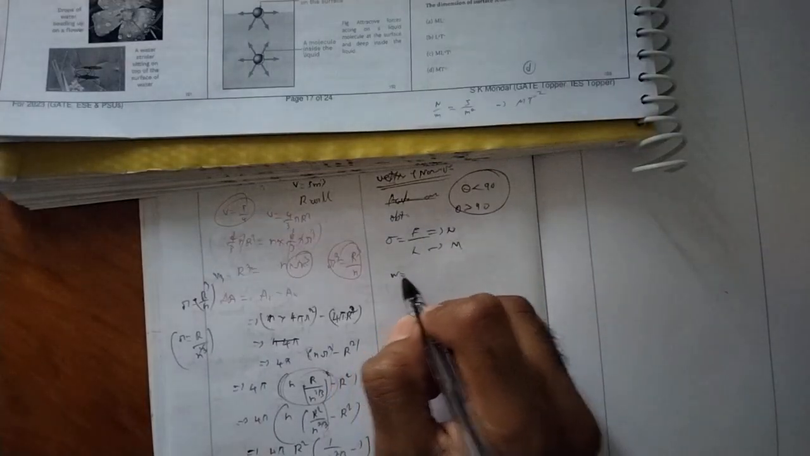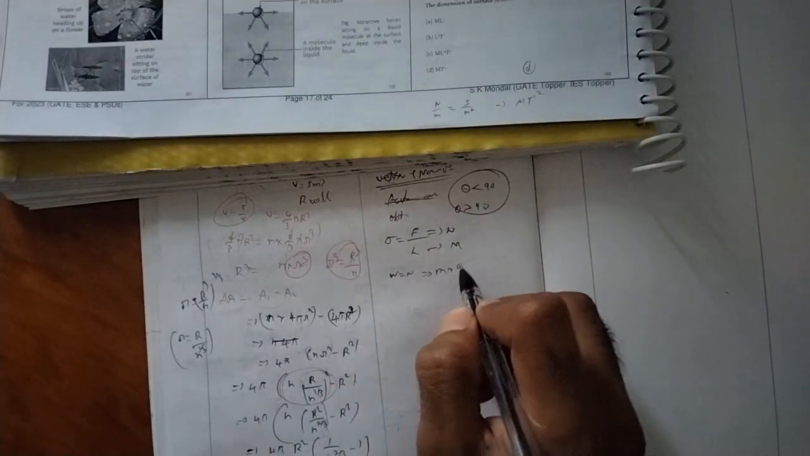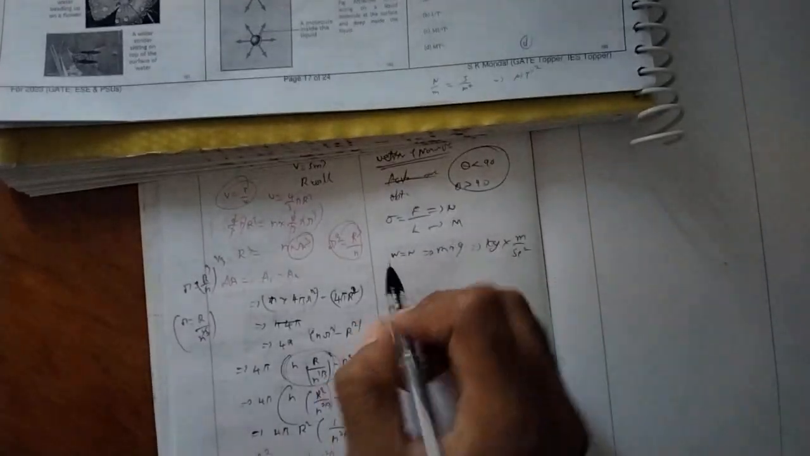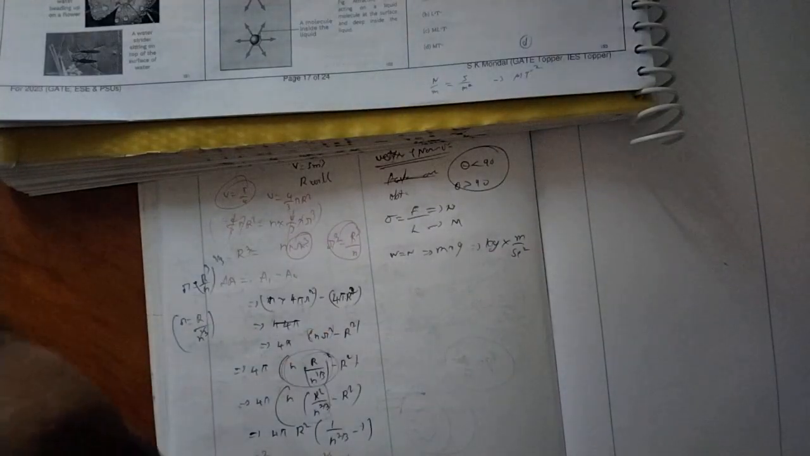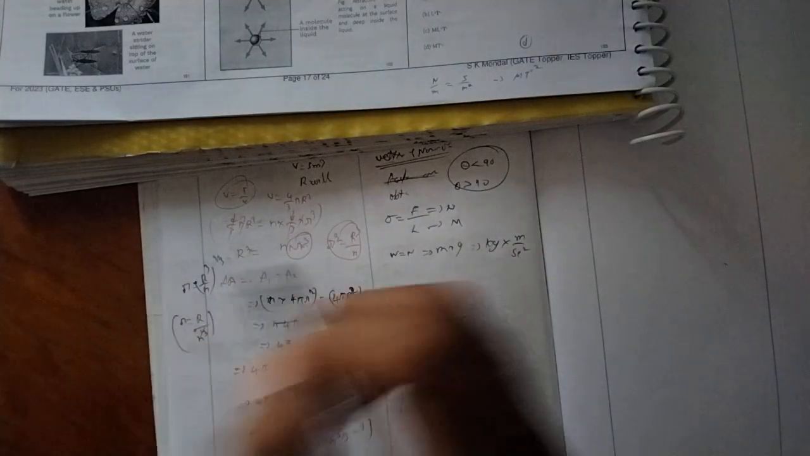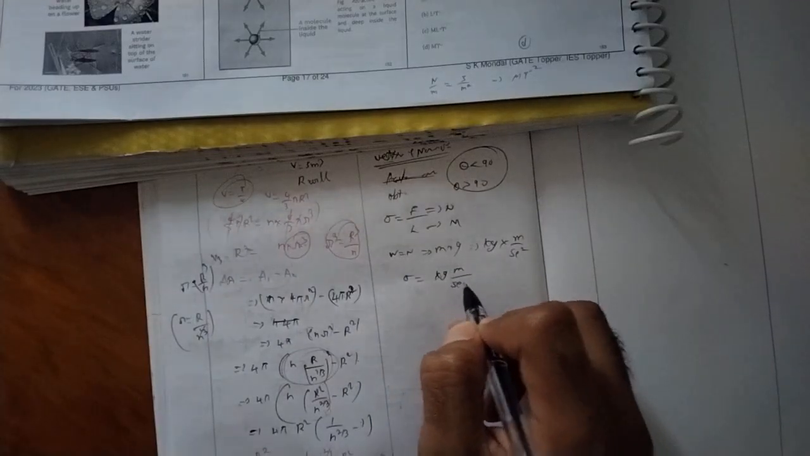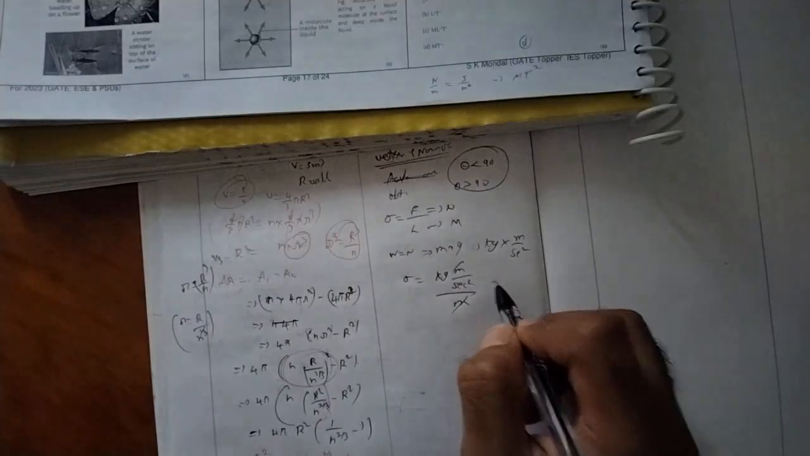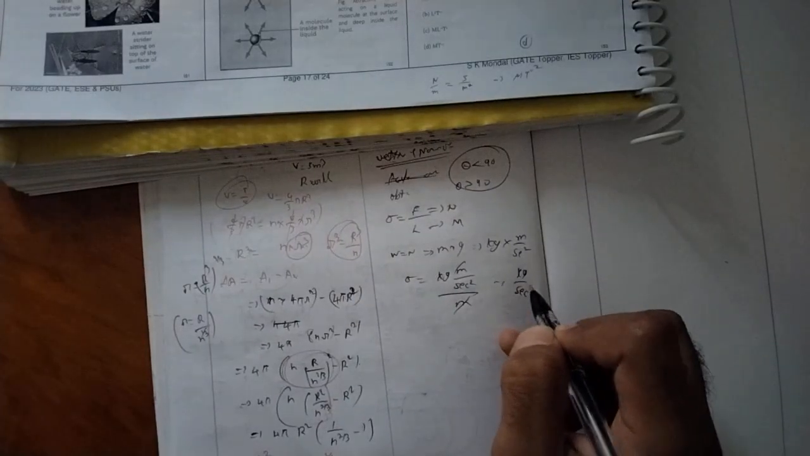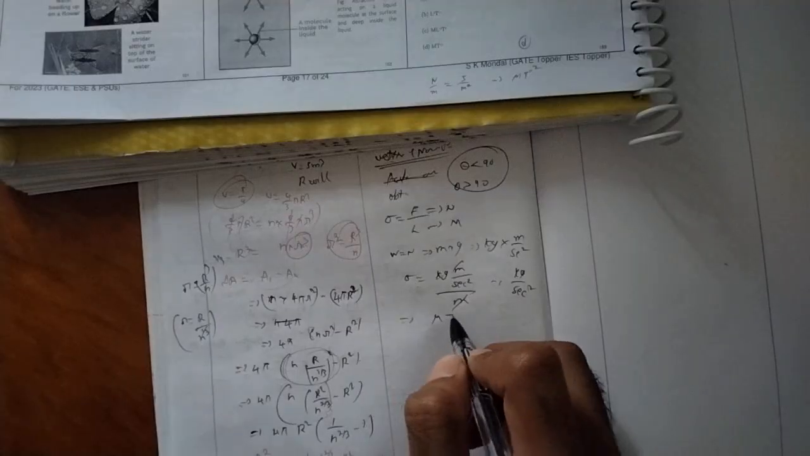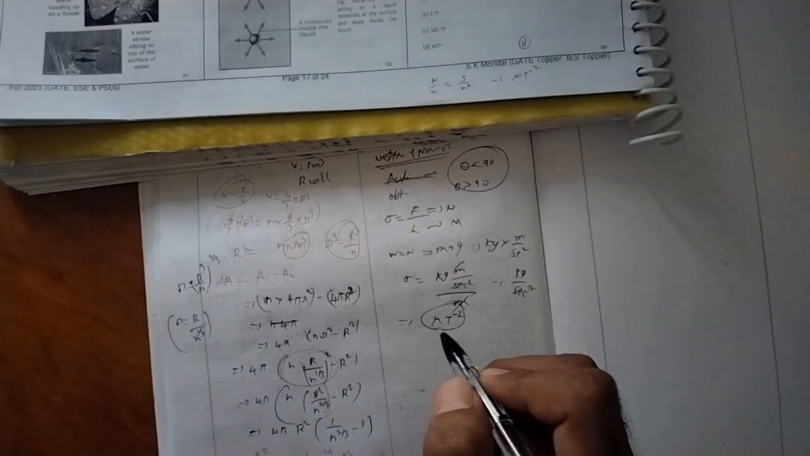For Newton: weight equals mass times gravity, so kg into meter per second square. So surface tension equals kg meter divided by second square, divided by meter. The meter will cancel, and what remains is kg per second square. So the dimension is M T power minus 2. Okay, this is the value, simple.